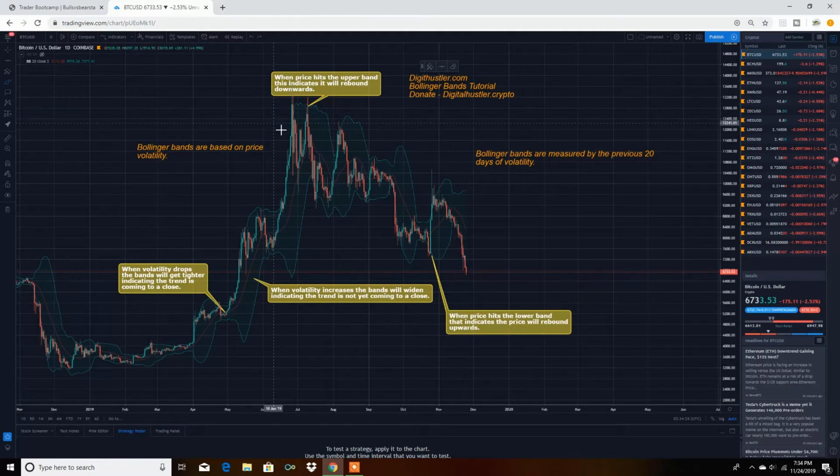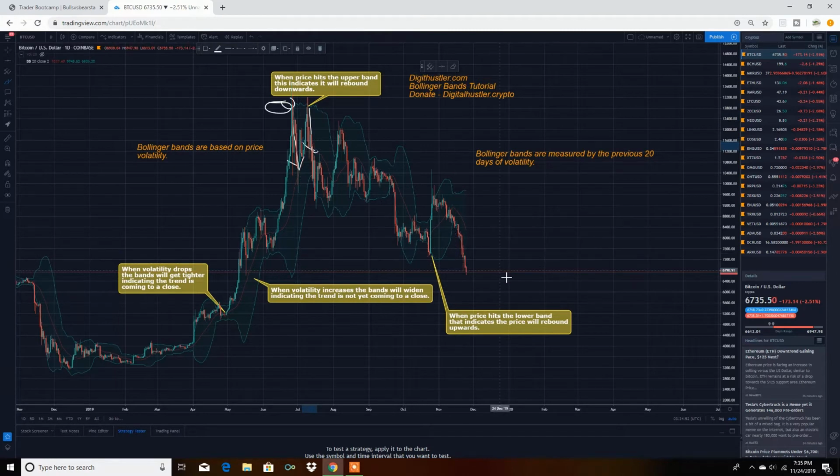Now, if you're looking at these price candles, let's start with the top of these price candles where I just drew a circle. You'll see right in this area, the price action hit the upper band. And when the price hits the upper band, this indicates it will rebound downwards, as it does here. It hit it twice, and both times it rebounded.